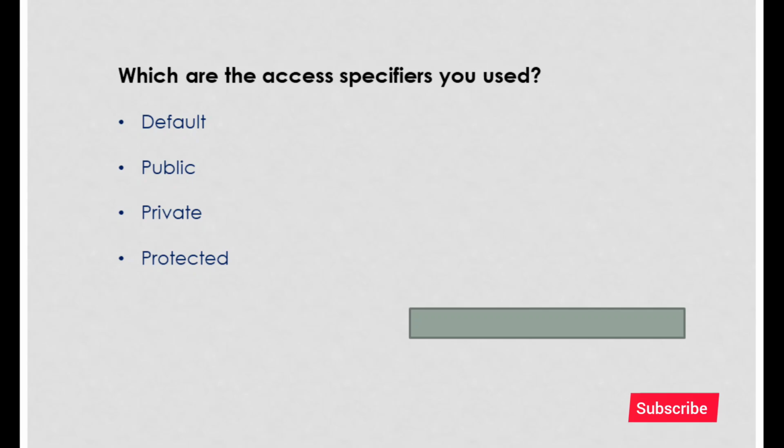Which type of access specifier you used? So there are four types of access specifiers, that is default, public, private, and protected. So the difference between them is their scope. Like a public access specifier has scope to everyone, private only in class. So the difference between them is the scope.